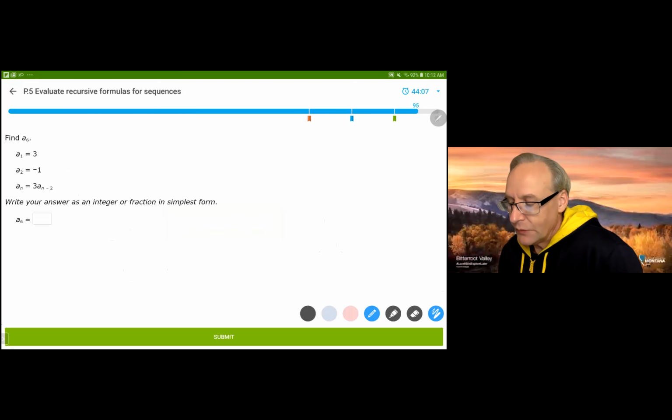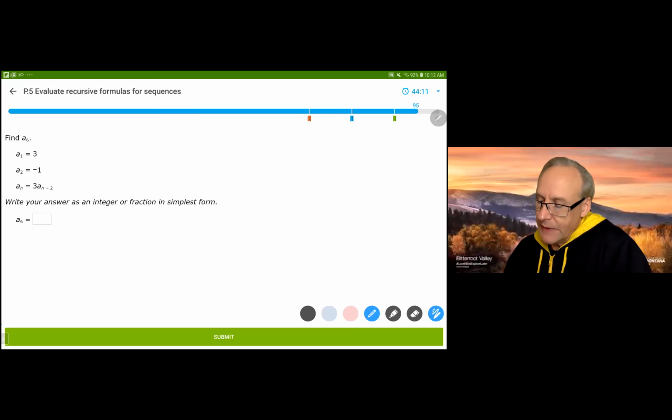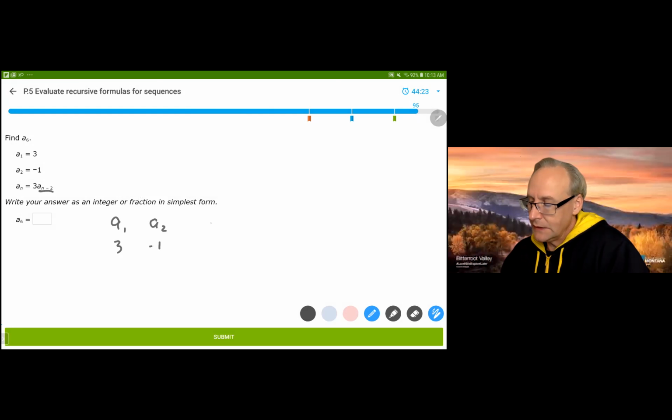Now this time we want to multiply 2 back. We're going 2 back. See, we're going to the second one before last. Got to be careful not to submit yet. I've got A1 is 3. I've got A2, which is -1, and A3. It is important to get them all. You'll see why in a second.